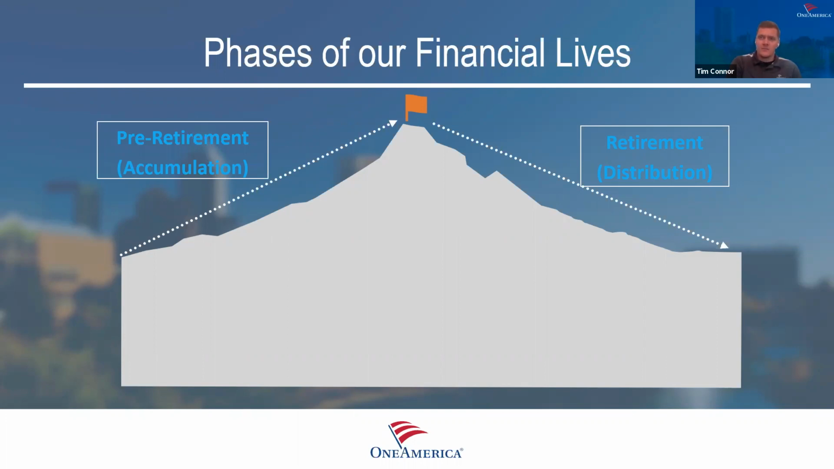When we reach the top of the mountain, the rules change 180 degrees. No longer are we pumping money into our savings. Now we're relying on an income stream. And so we essentially have to position ourselves today in a way that's going to allow us to come back down that mountain safely, right?